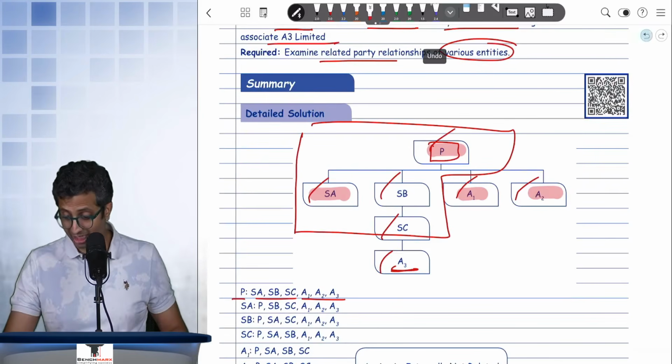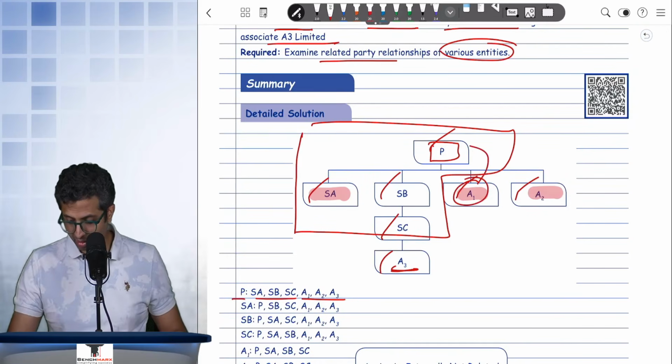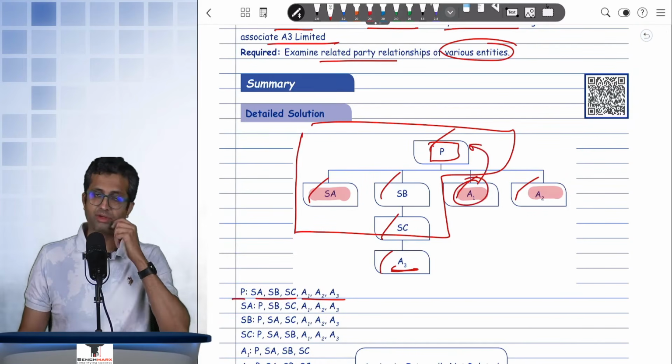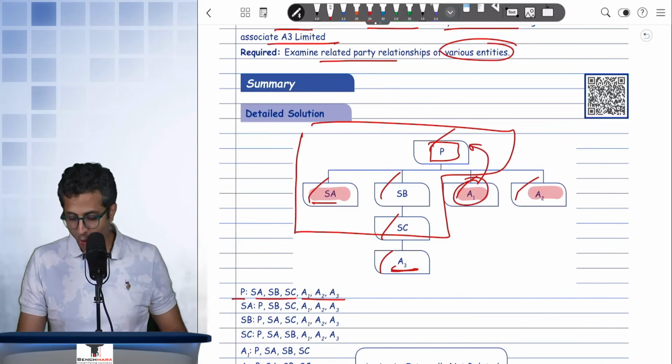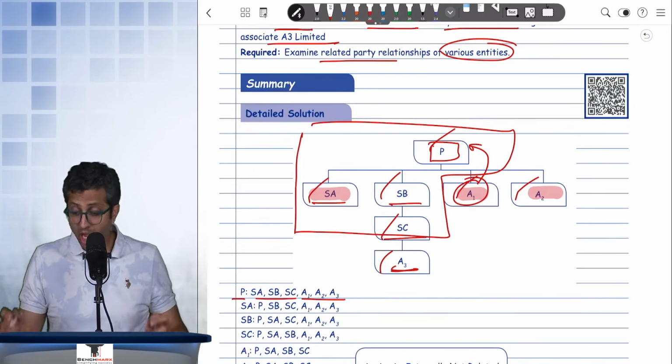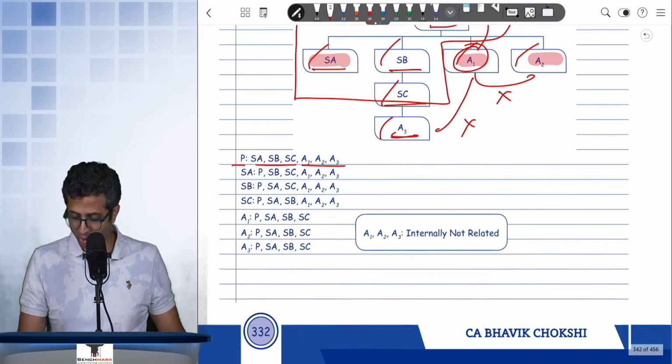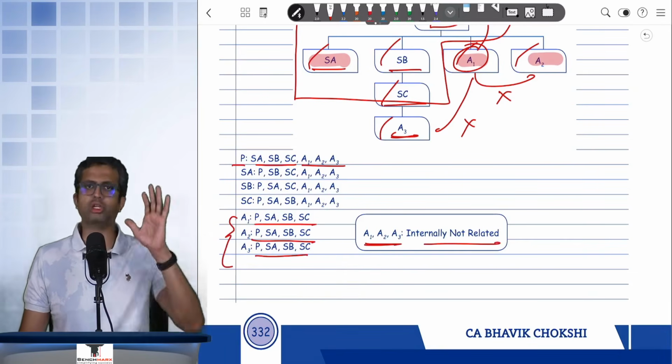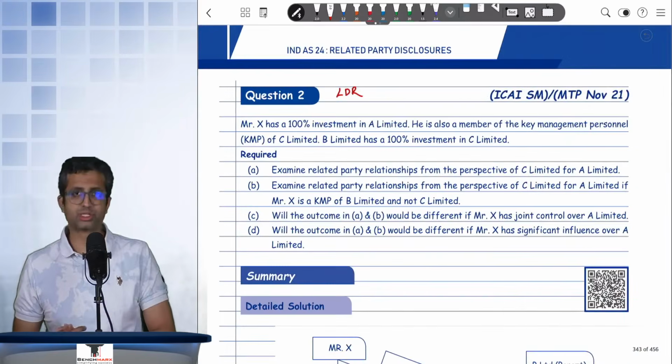But when I go to A1, for A1, P is related because it is an entity having significant influence in A1, and all the group members, P and its group members are treated as same, and hence they are also related. However, for A1, A2 is not related. For A1, A3 is not related. So when I look at A1, A2, A3, P, SA, SB, SC are related. However, A1, A2 and A3 are internally not related. That is question number 1.